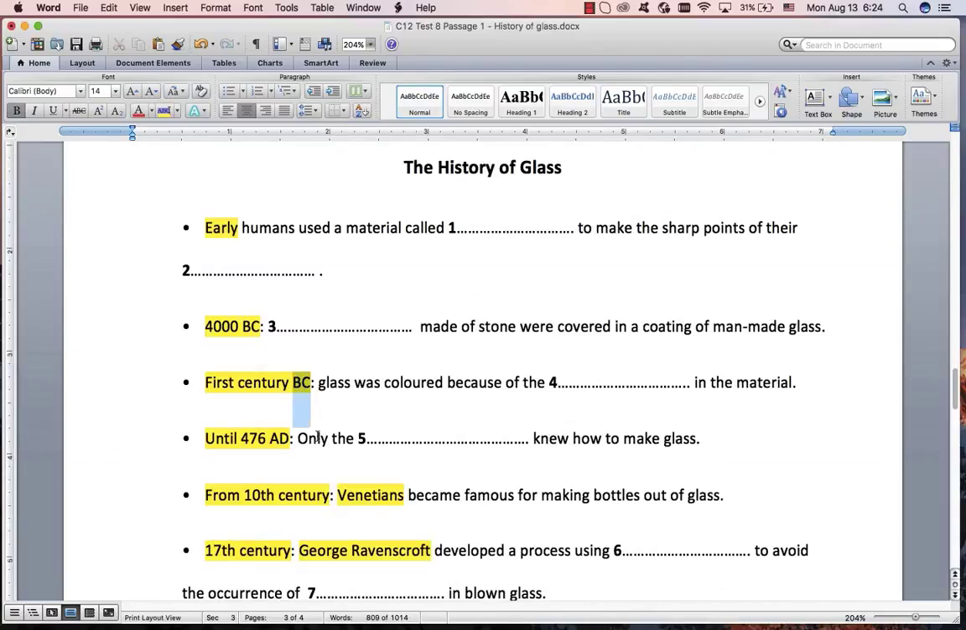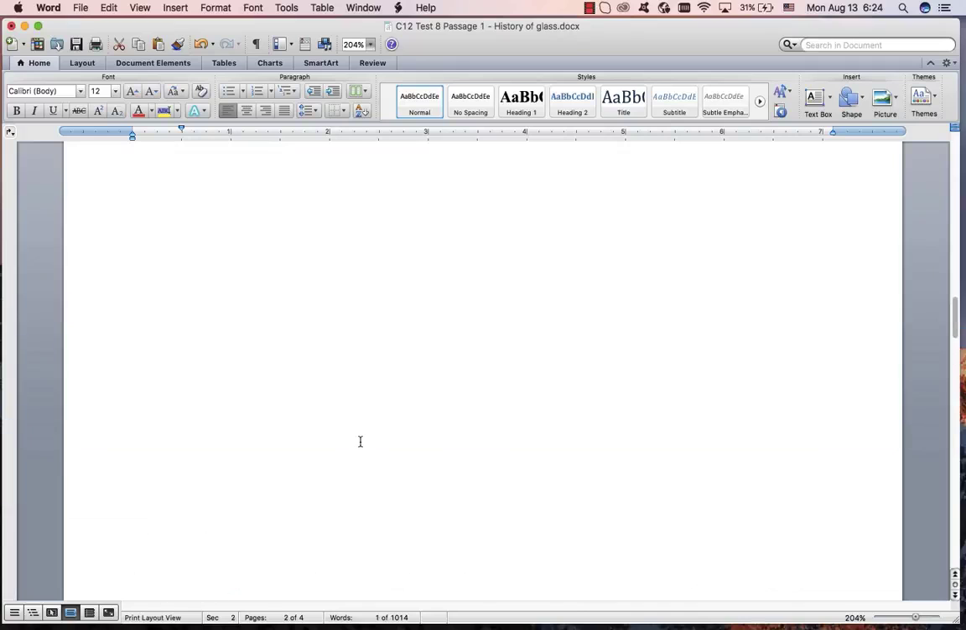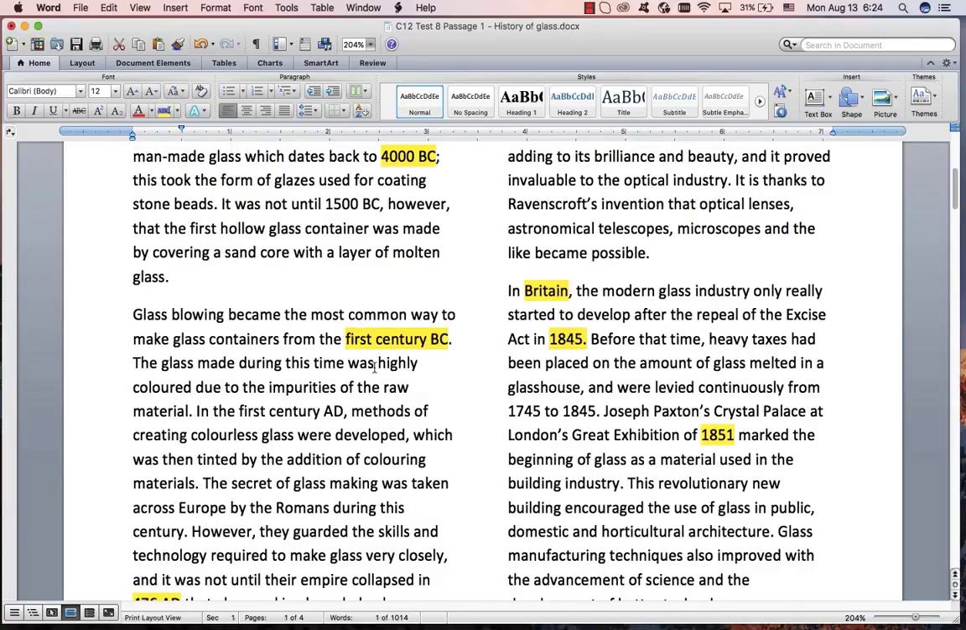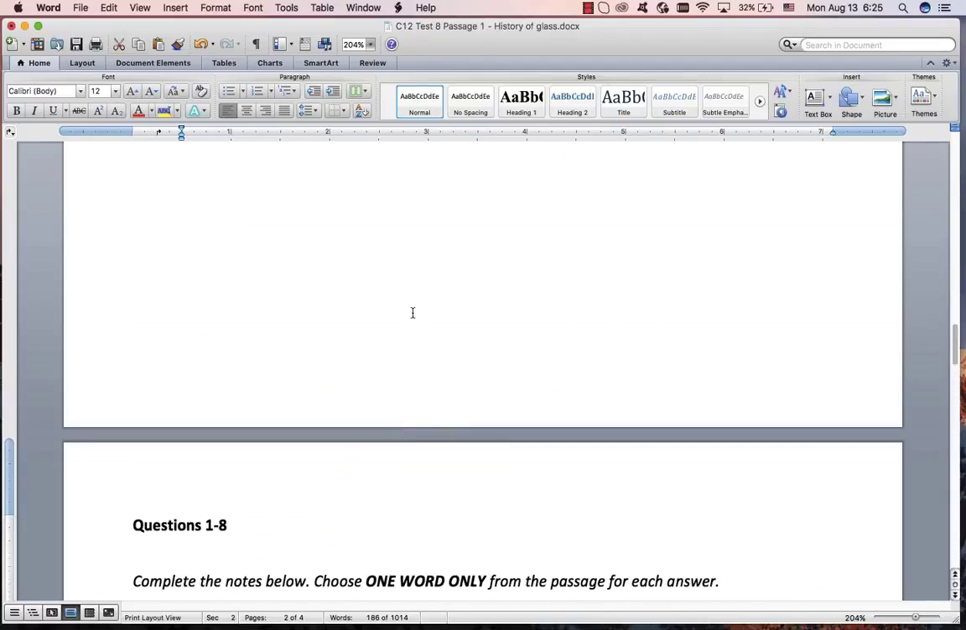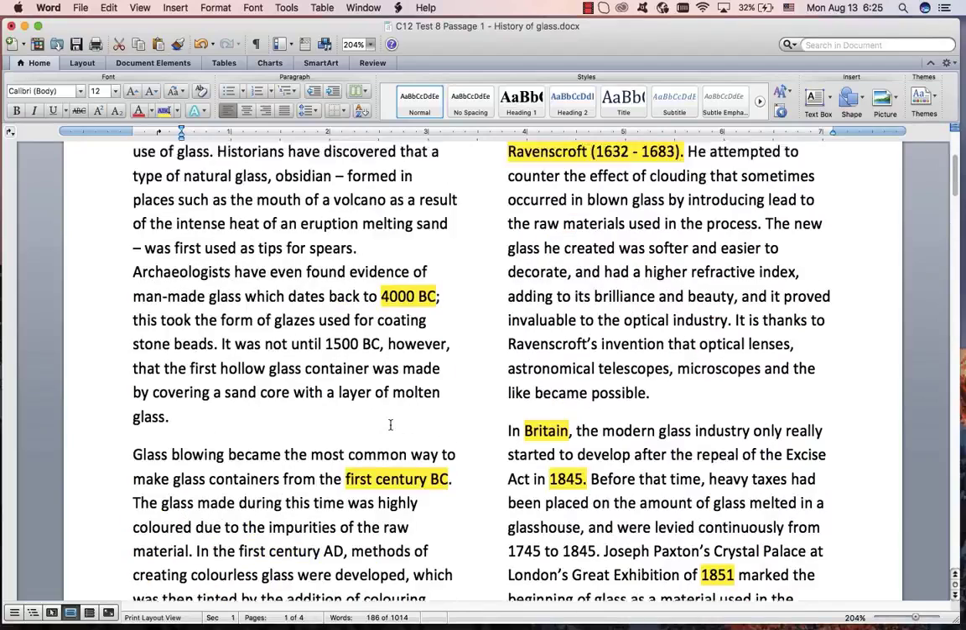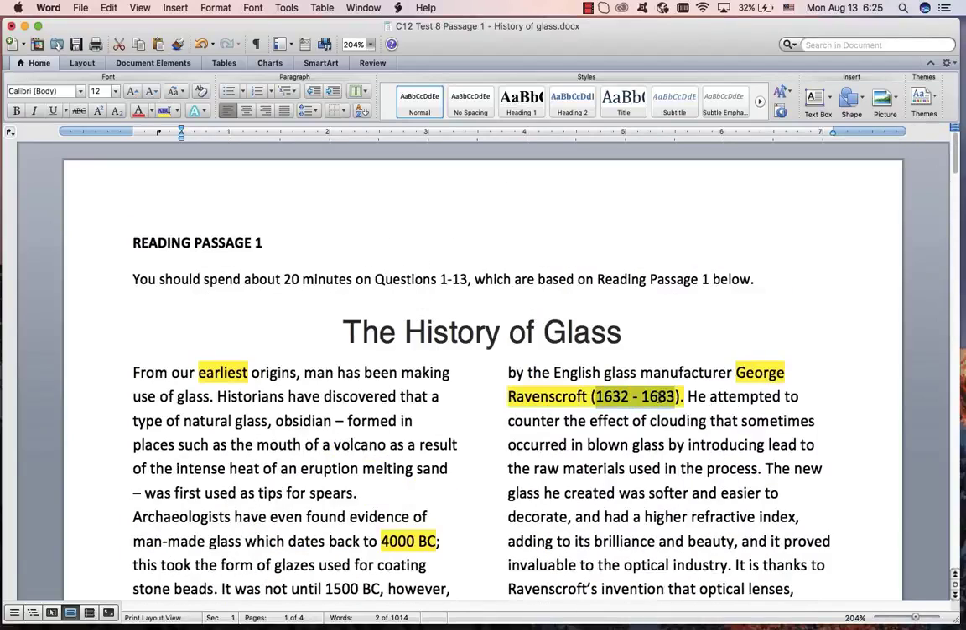Be careful. This was BC, 1st century BC. They had BC there, but they also had 1st century AD there, which is completely different. So don't highlight that. That's not where the answer is. Another thing to notice is this, the 17th century. We don't see it exactly like that. The 17th century is this part over here.